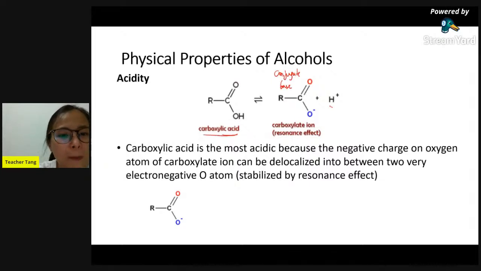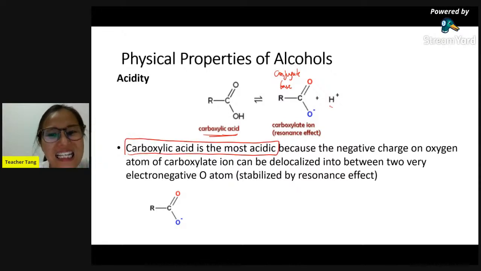So to know whether carboxylic acid is acidic or not, we need to look at the conjugate base. So is this conjugate base stable? Yes, it is stable. So why is it stable? Basically, carboxylic acid is the most acidic. Most acidic means that the conjugate base is most stable. So why is the conjugate base most stable?